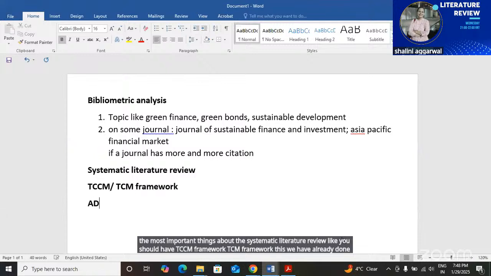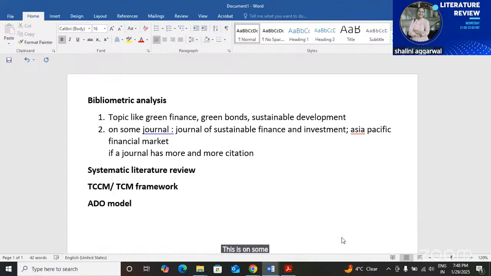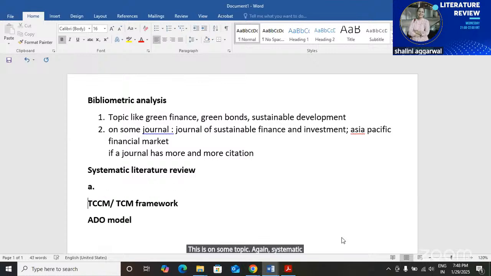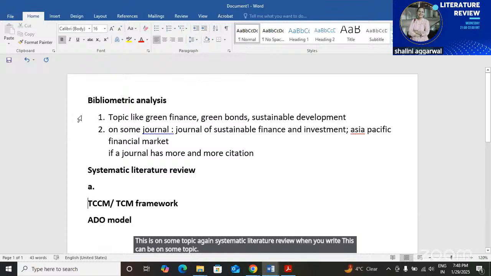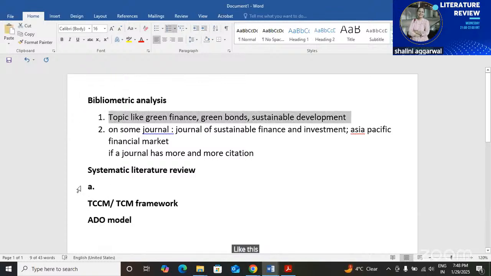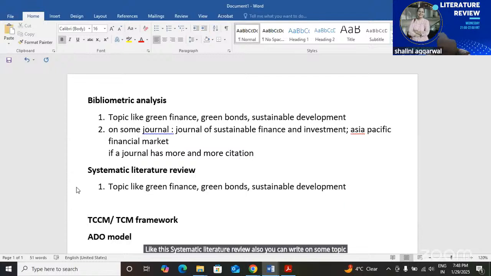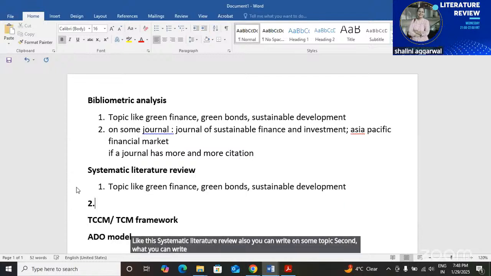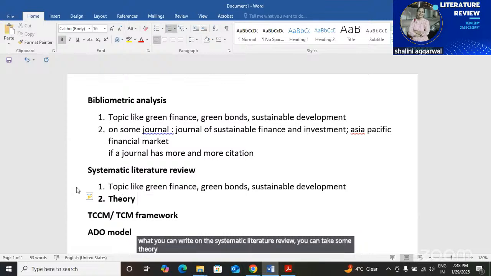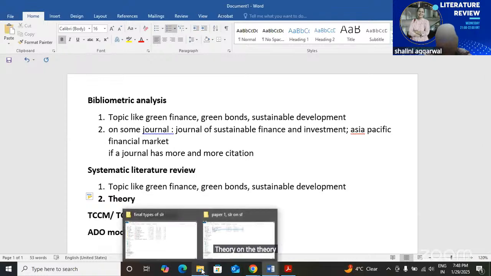And second is the ADO model. So this is very, very important, right? When you write a systematic literature review, it can be on some topic like this. Second, what you can write on the systematic literature review, you can take some theory as well. On a theory as well, you can write an SLR paper.